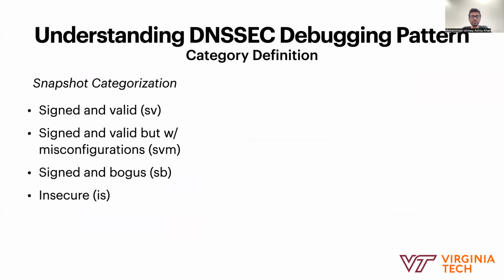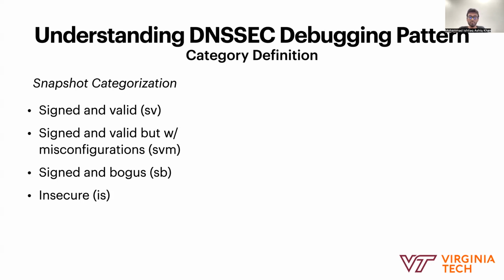So to do that, we first want to categorize the snapshots into 4 distinct categories. The first one is silent valid. Silent valid are those snapshots that have no DNSSEC errors. So every signature in the snapshots is current and verifiable, and a validating resolver would be able to successfully authenticate all the queries present in the snapshots. That's called silent valid, or SV.